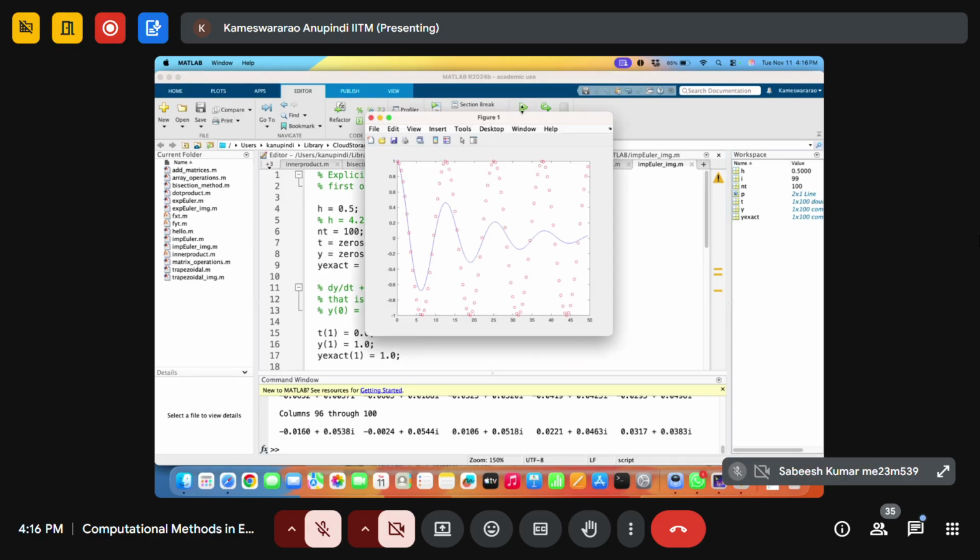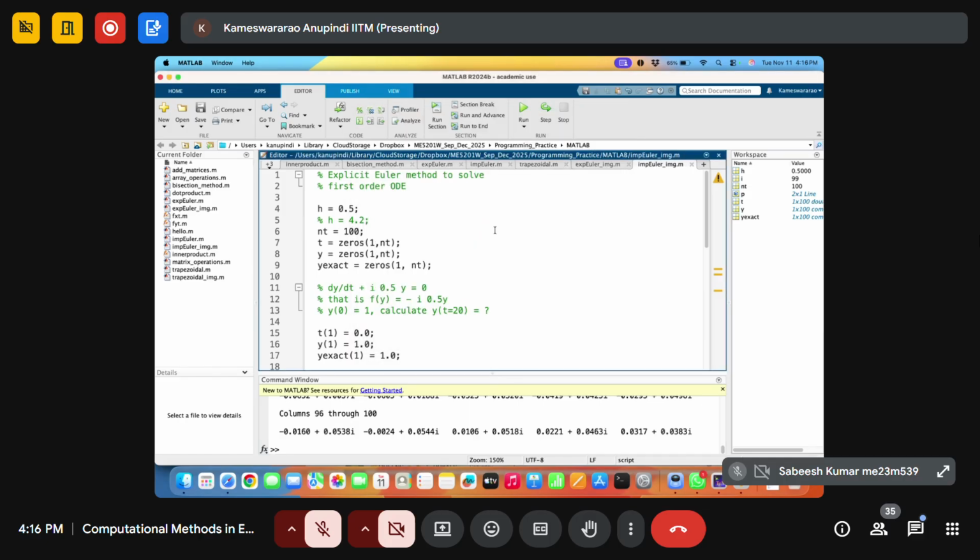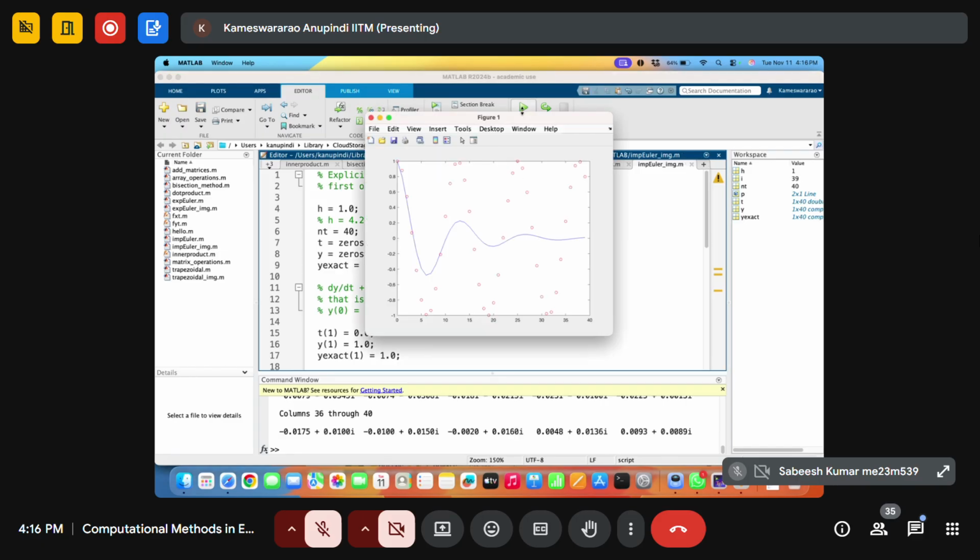Okay, it still has decayed, but I think it is somewhat difficult to see this one. Okay, let me put it back to 1. And then make it maybe 40. See, still works.